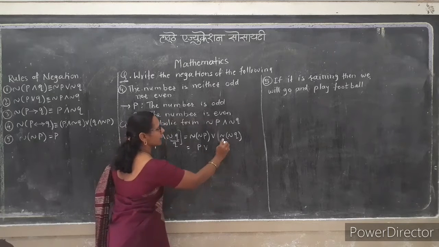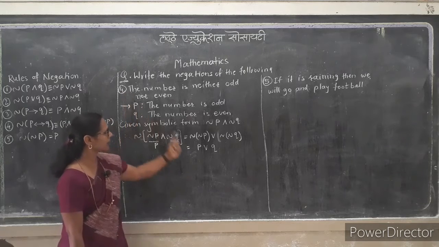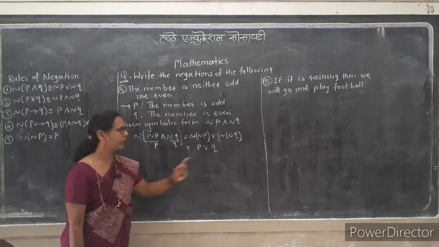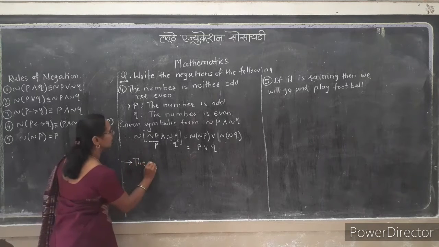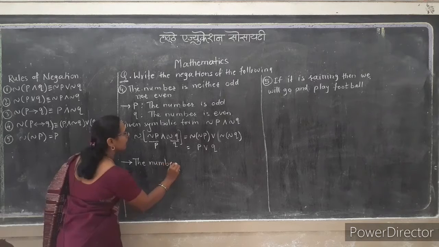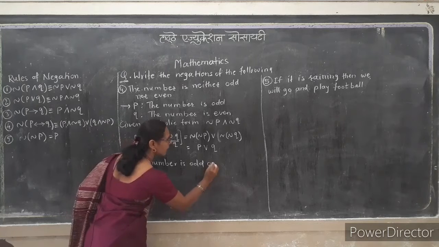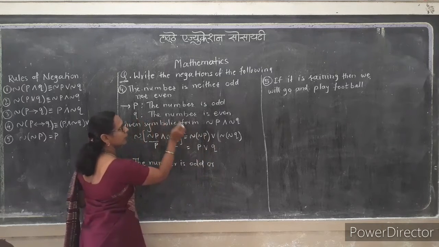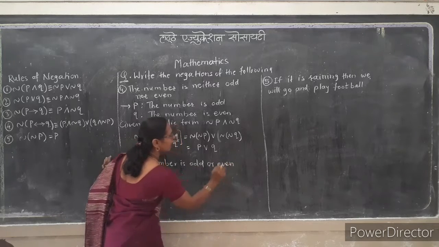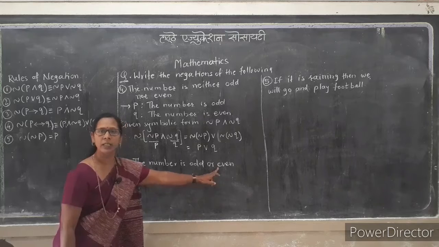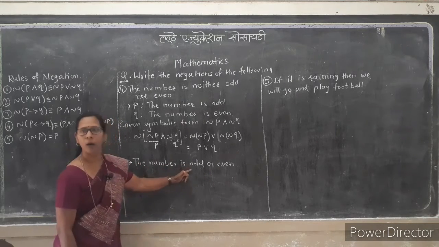Disjunction. Negation of negation Q is Q. Therefore, the negation of this statement is P disjunction Q. Therefore, we write here: the number is odd or, disjunction, Q, the number is even. The number is odd or even. We don't write here 'the number is even' again. Only this: the number is odd or even.